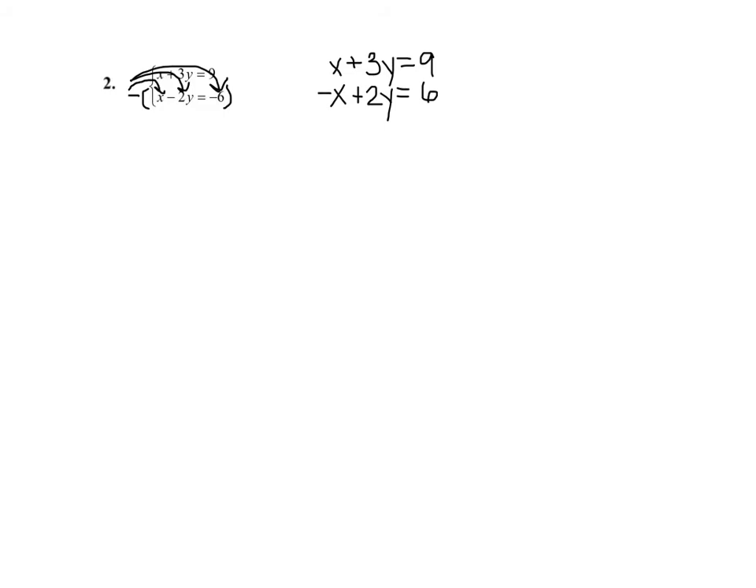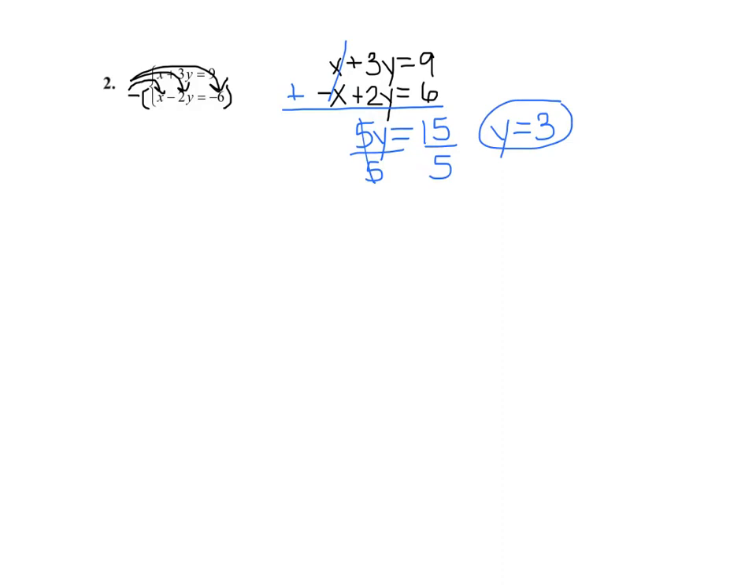And now we're going to follow the addition method of elimination. So now you're going to add them. Your x's are going to cancel. So now we have 3y plus 2y gives us 5y equals, and we have 9 plus 6, which gives us 15. Next step is to divide both sides by 5. 5's cancel, and 15 divided by 5 gives us 3. So y equals 3.